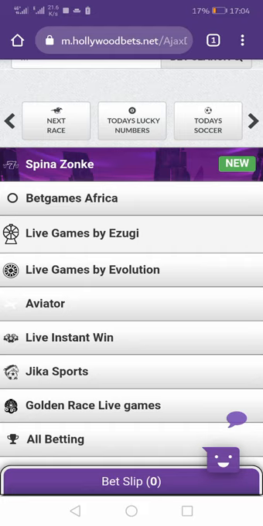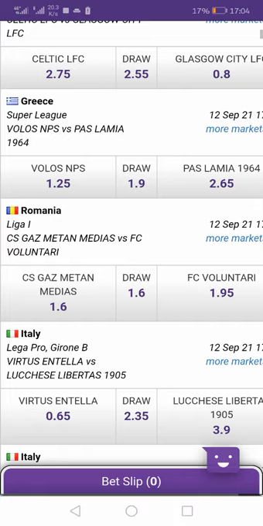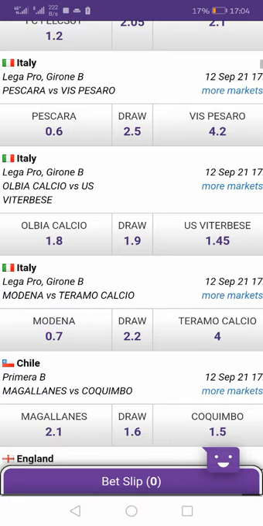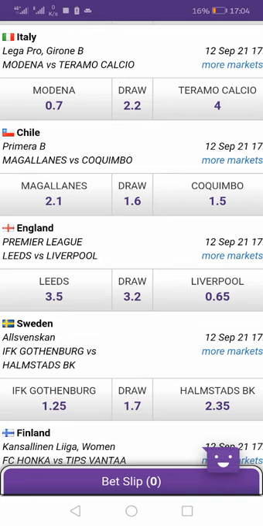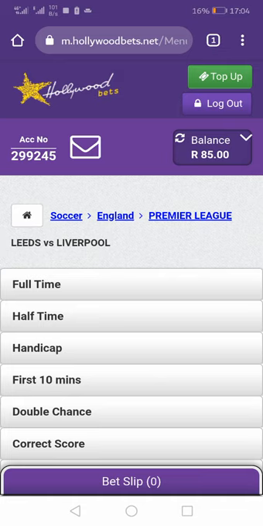If you go on today's soccer, I want to show you a market whereby you can produce those odds quickly. You don't even have to choose 20 teams. No, just four teams can be all right. Now, let me take this match of Liverpool versus Leeds. Take this match and go to more markets. Now, I have a question first for you.